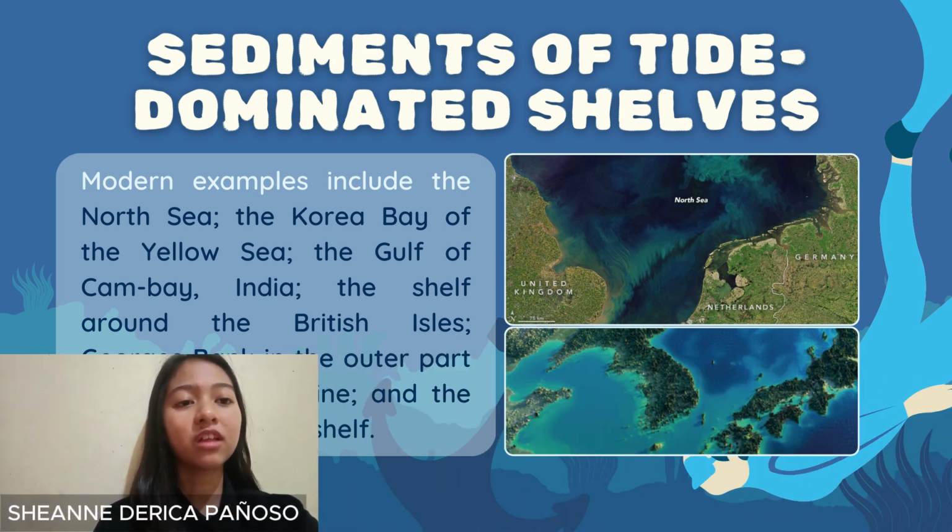So makikita nyo sa slide na ito yung dalawang larawan. The top image shows a map of the North Sea, a key example of tide-dominated shelves, where strong tidal currents have created large sand bodies. Below it, we see a map highlighting the shelf surrounding the British Isles, a region heavily influenced by tidal force. Isn't it fun to learn how tides changed the ocean floor?